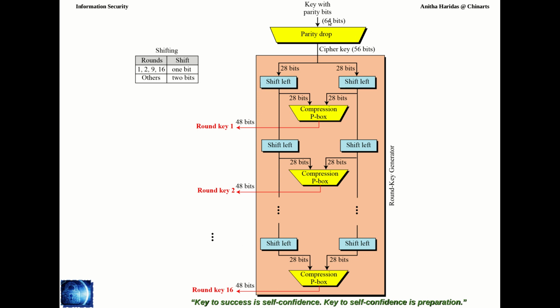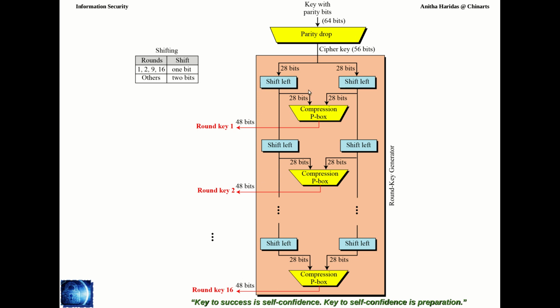So the 64-bit key will be given to the parity dropper, because 8 bits out of 64 bits will be considered as the parity bits, and which will be dropped, and the actual key generation process receives 56 bits as its cipher key. Okay, and the 56-bit key will be given here into the generator for producing the 48-bit round keys.